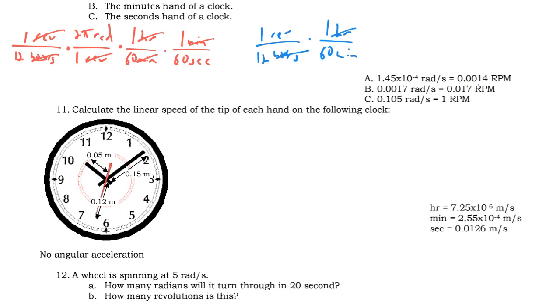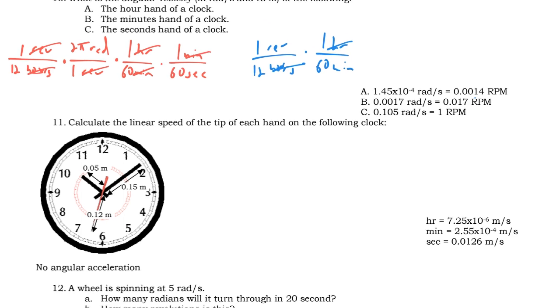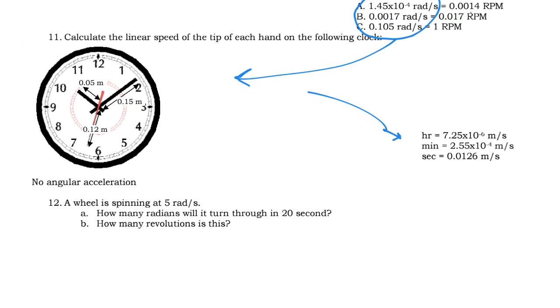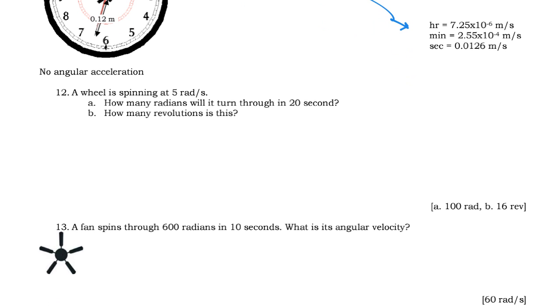For number 11, you just multiply these radiuses by the angular velocity, but you have to do the rads per second times each of those to get the appropriate velocities. All right, rads per second is designed so that we don't have to do any other conversions to quickly do anything with distance or speed around the circumference.